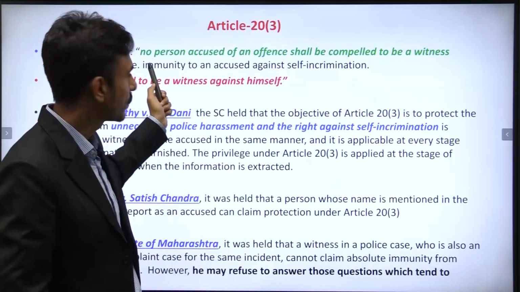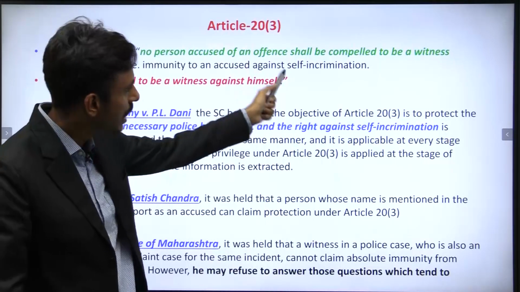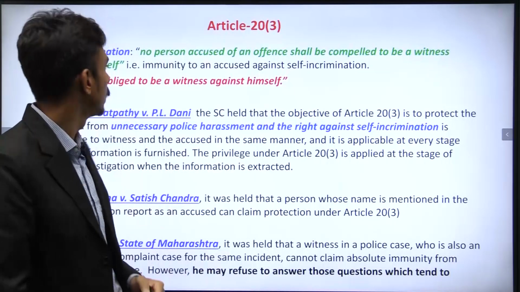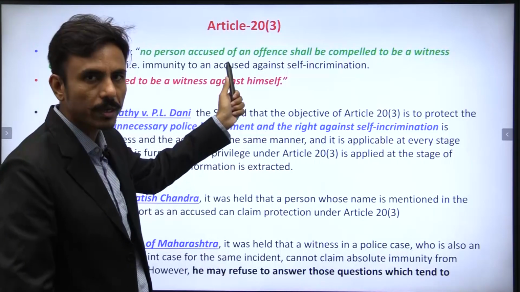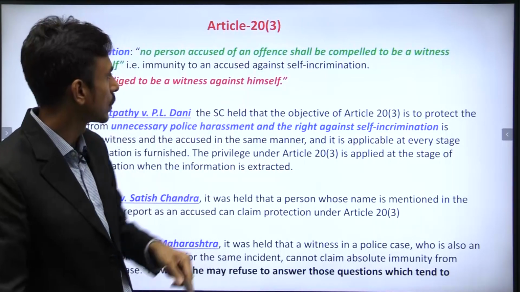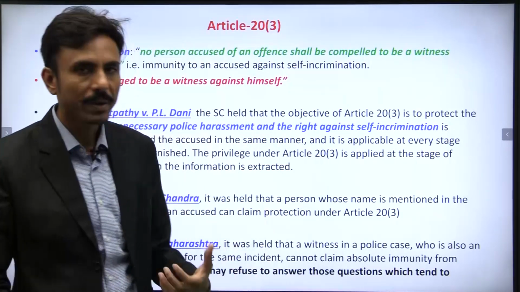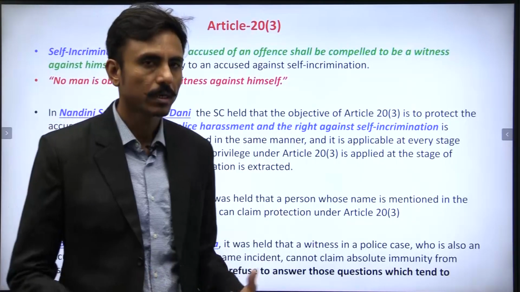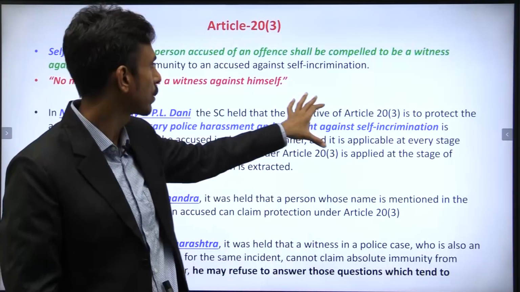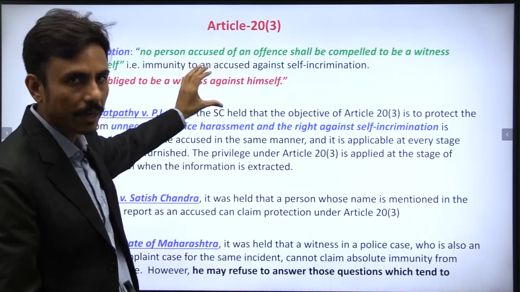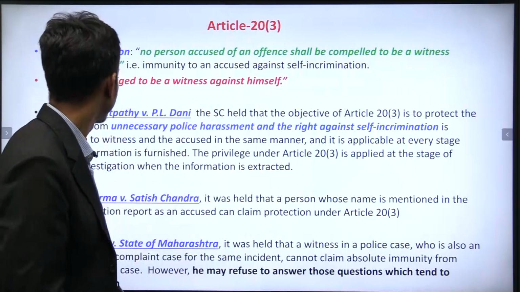So, self-incrimination means that no person accused of an offense shall be compelled to be a witness against himself, right? That is immunity to an accused against self-incrimination, right? So this is called self-incrimination. When you are actually compelling the accused to become a witness against himself, this is called self-incrimination, right? So in this sense, this right, Article 20 Clause 3, gives immunity to an accused against self-incrimination.